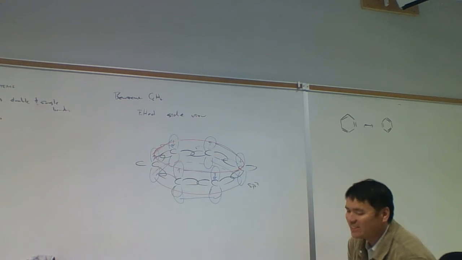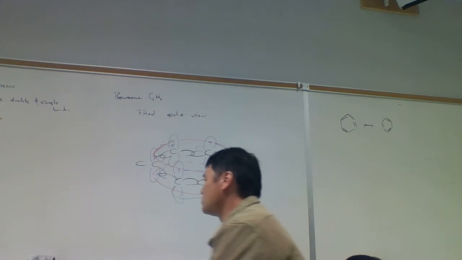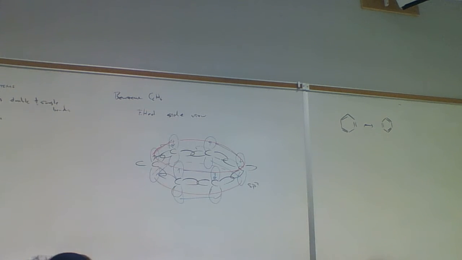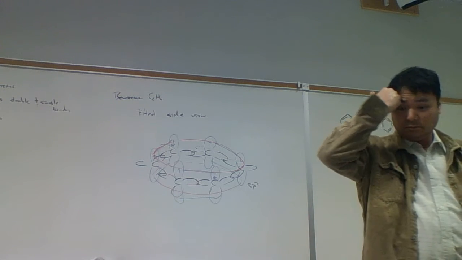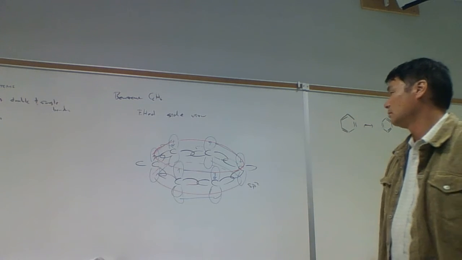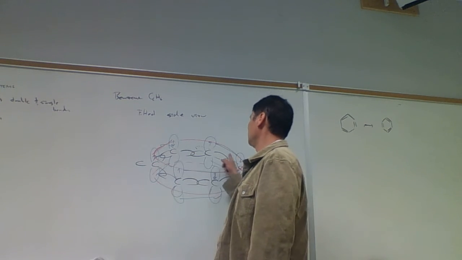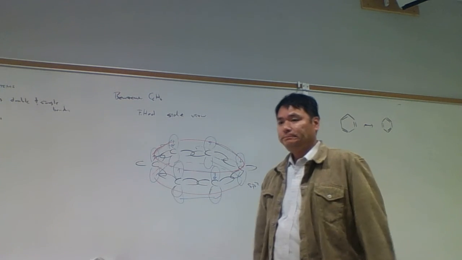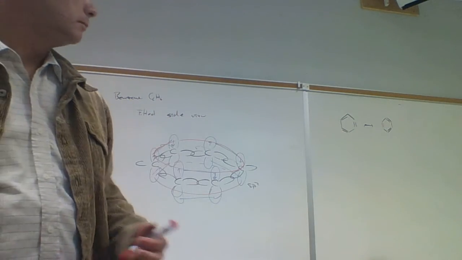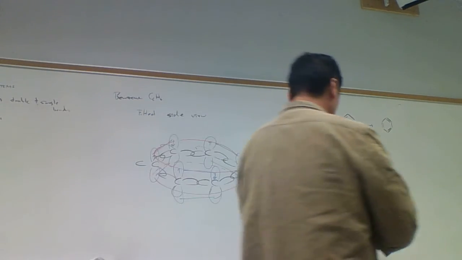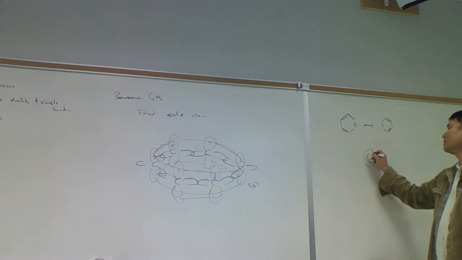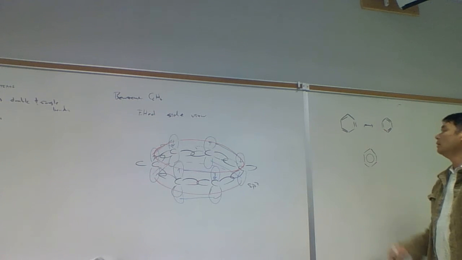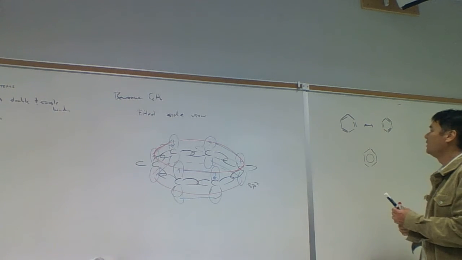And so what this kind of looks like is the hybrid structure of those two resonance forms. The hybrid structure would look like... So those 3 pi bonds, 1, 2, 3. What's going to happen is it's going to look like this, where the pi electrons are spread out over the entire ring. And so what we call this is delocalized.